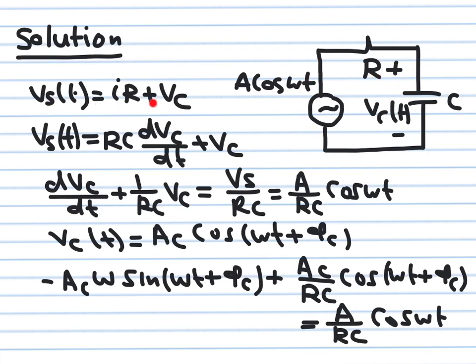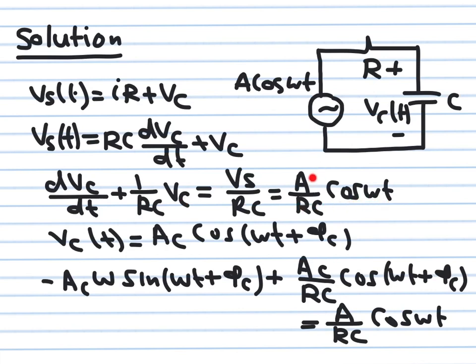But the current I flowing in the circuit is the capacitor current, so it can be written as C dVc/dt. We can reorganize things a little bit and divide both sides by RC. So you get dVc/dt plus (1/RC) Vc equals Vs over RC, and we know the source: it is nothing but A cosine(omega t) over RC. So this is the differential equation governing the circuit: dVc/dt plus 1/RC multiplied by Vc(t) is equal to A/RC cosine(omega t).